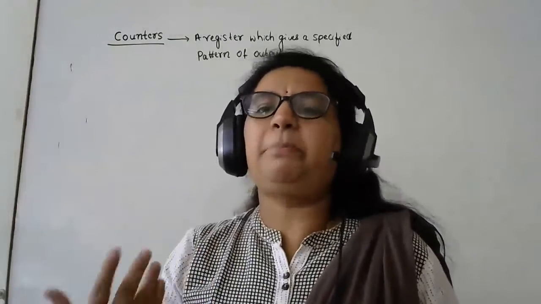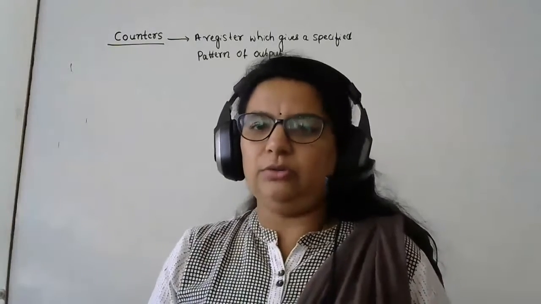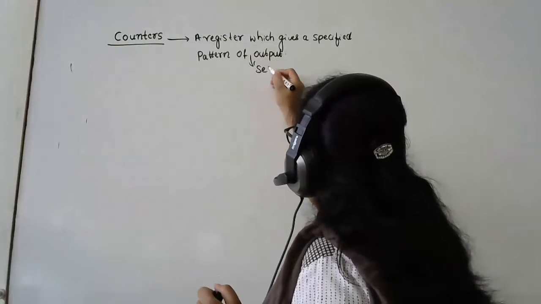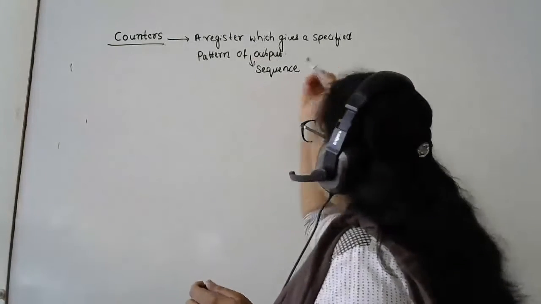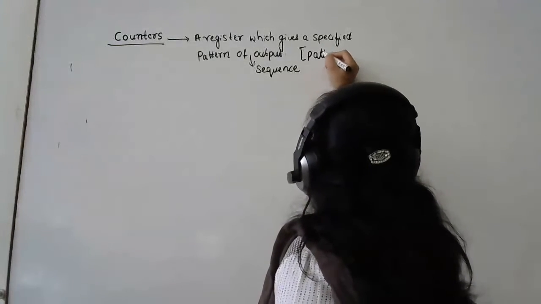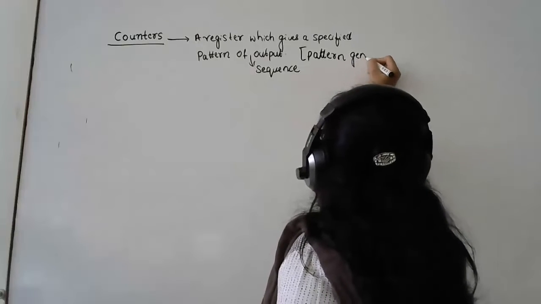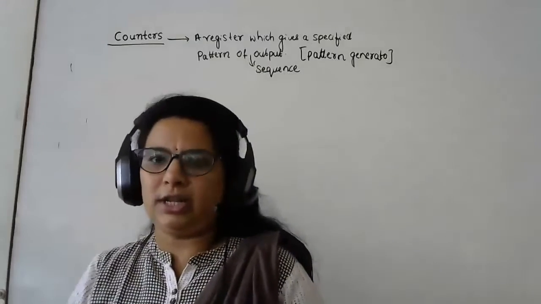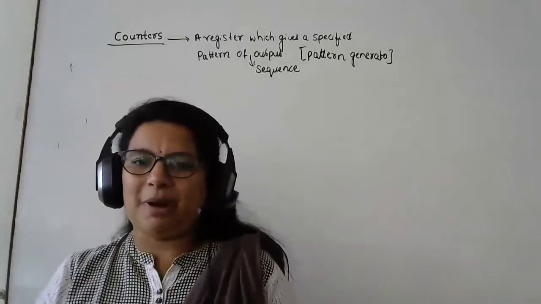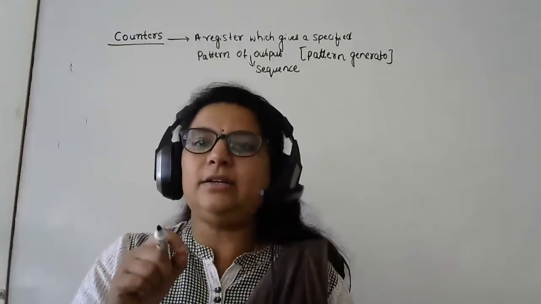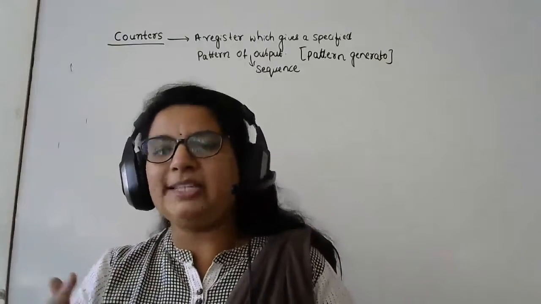Okay. As it is giving a specific pattern of output, it may be a specific pattern of output or it may be a sequence of output. It may be a continuous sequence of output, whatever it may be. So that's why this is also called a pattern generator. If anyone asks you to design a pattern generator, don't scratch your head or say it was not done. Counters and pattern generators are interchangeable. Why do I call it a pattern generator? It is a register which is giving me an output in a specific pattern.